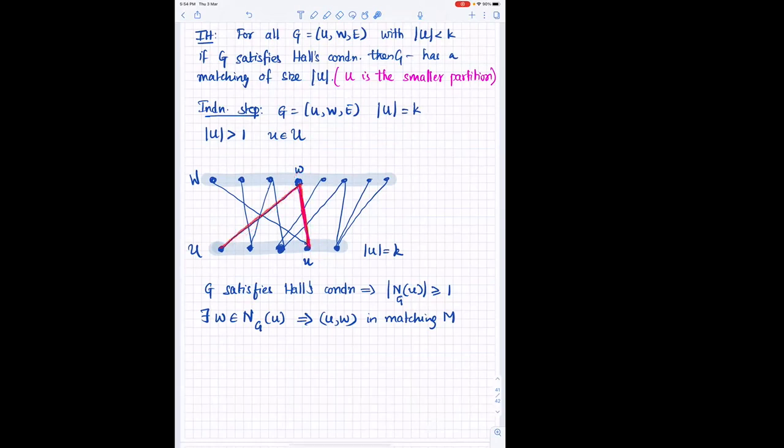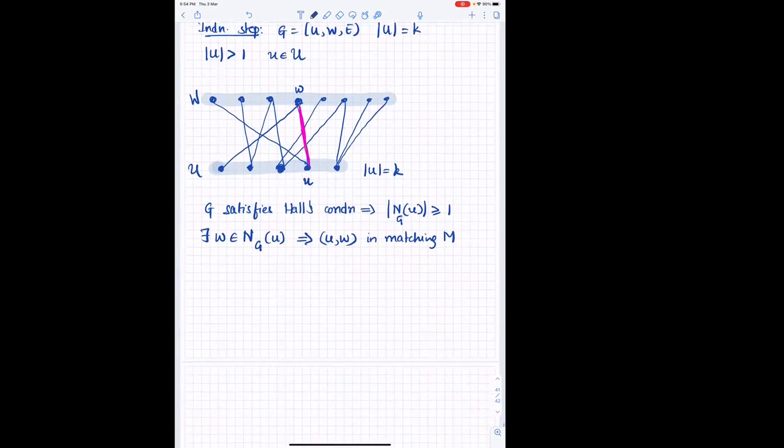Because we have added this to M. If we add, let's say A, W also to M, then we will get two edges that are not vertex disjoint. So that's not a matching. So at this point, W and U are both useless. So what should you do? Use the inductive hypothesis. Just remove them and consider the rest of the graph.